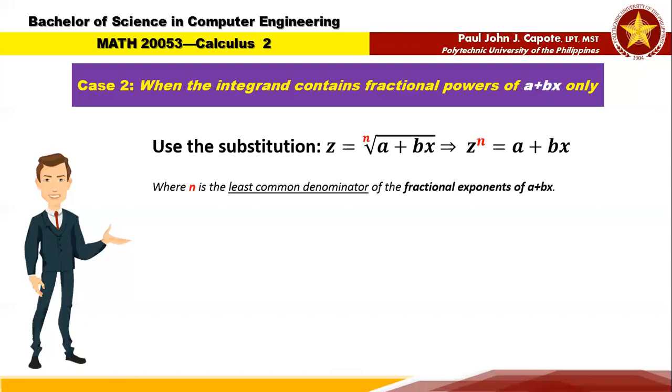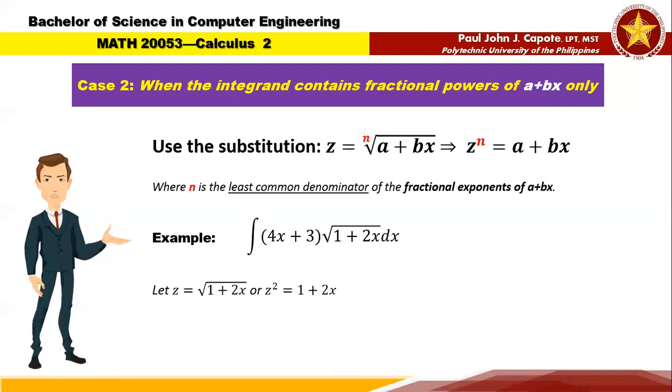where n is the least common denominator, or LCD, of the fractional exponents of the expression a plus bx. Example, we are to evaluate the integral of the product of the quantity 4x plus 3 and the square root of 1 plus 2x dx. Take note, our integrand contains the expression a plus bx, in the form of square root of 1 plus 2x.